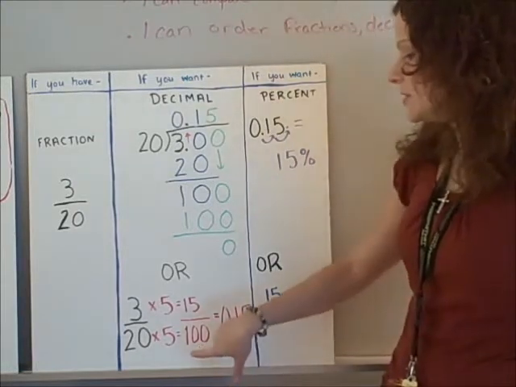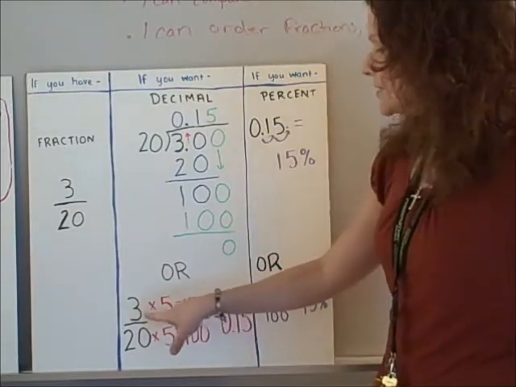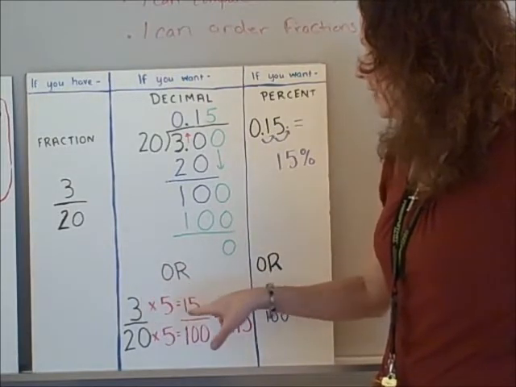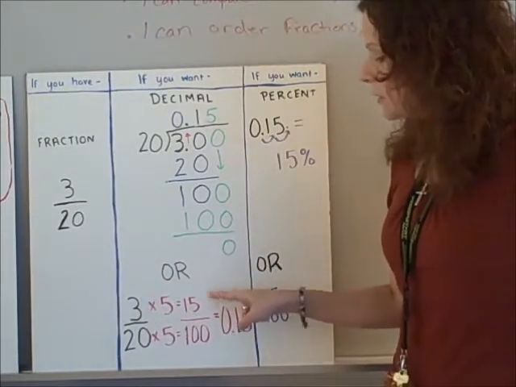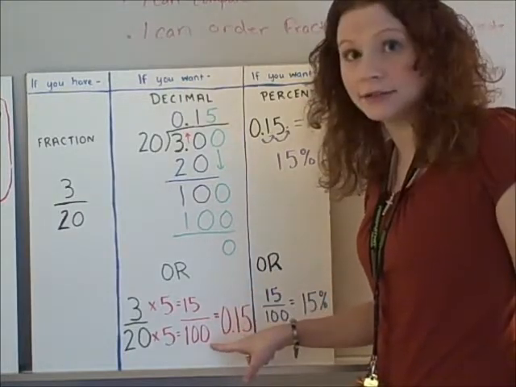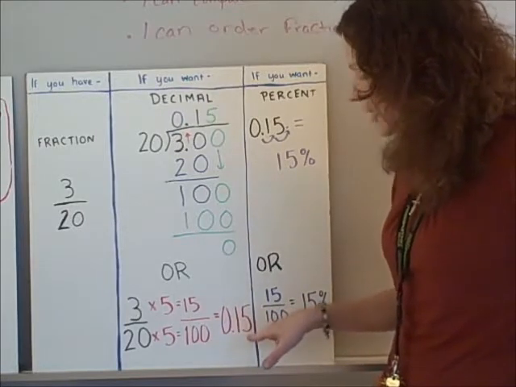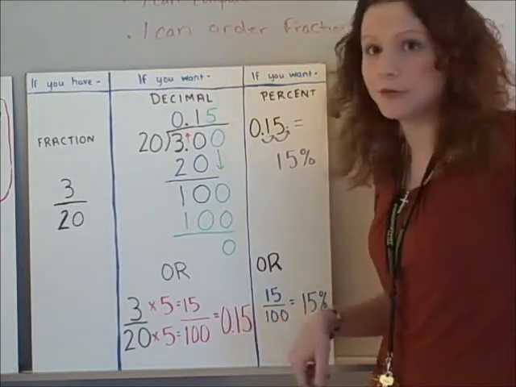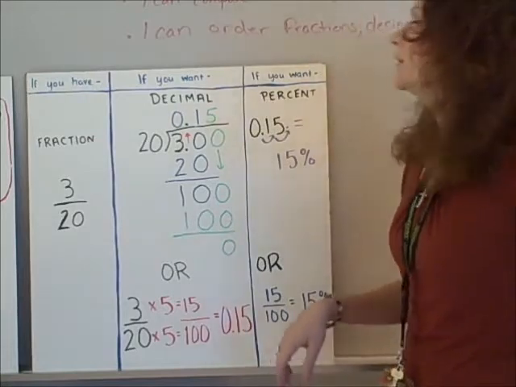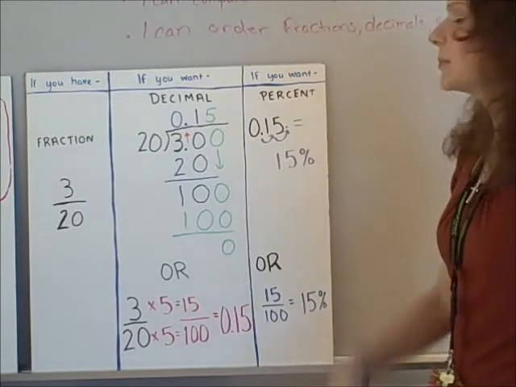But whatever I do to the bottom of a fraction, I have to do to the top. So I also times 3 times 5, and I get 15. And when I say that as a fraction, it is 15 hundredths. Okay? So I write it as a decimal as 0.15. Now let's say that a problem asks you to go from a fraction to a percent.